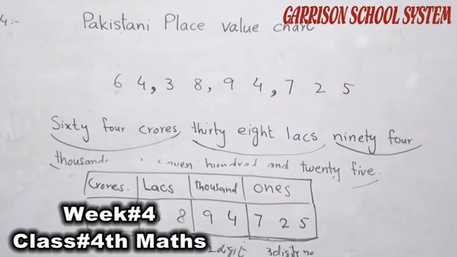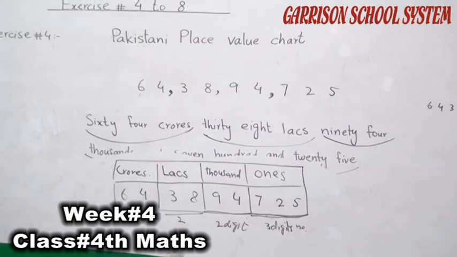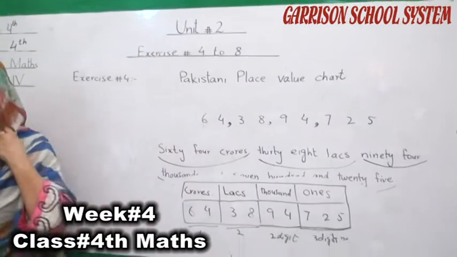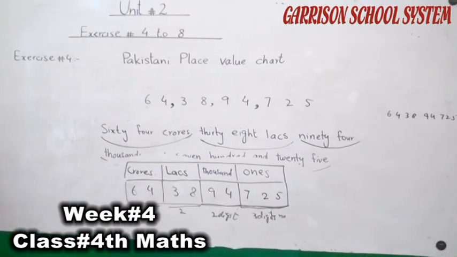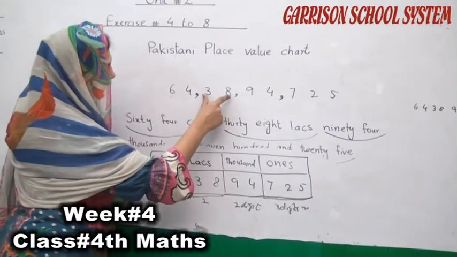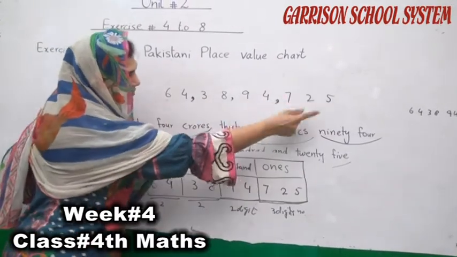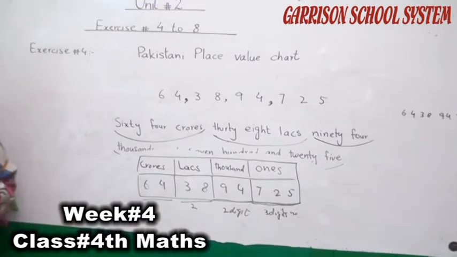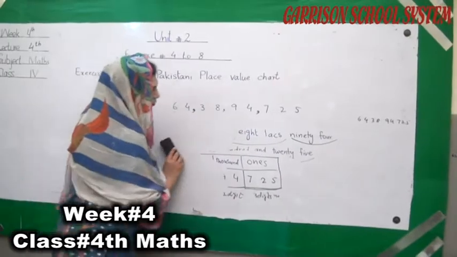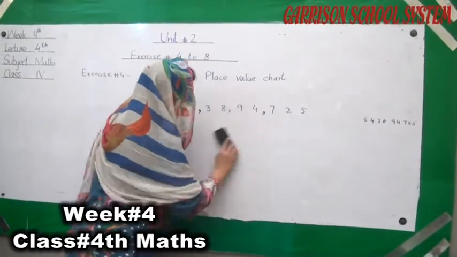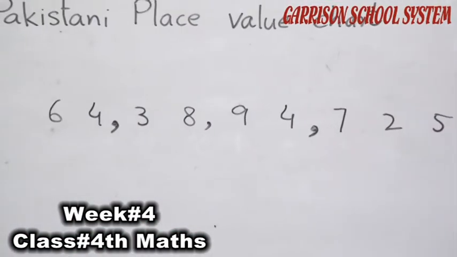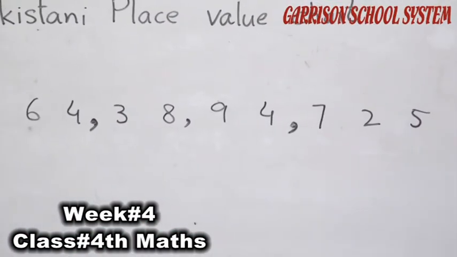Now we have the question. Students, in this way it is very easy to learn. It is very easy to read this number. We can read 64 crore, 38 lakh, 94,000 and 725. So this will be very easy if you separate the number, if you group the digits and divide into 4: crore, lakhs, thousands and ones.